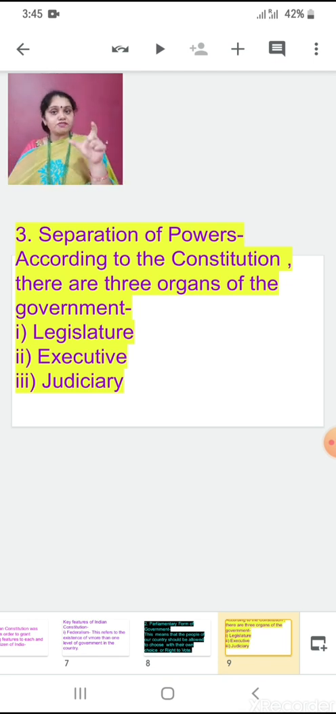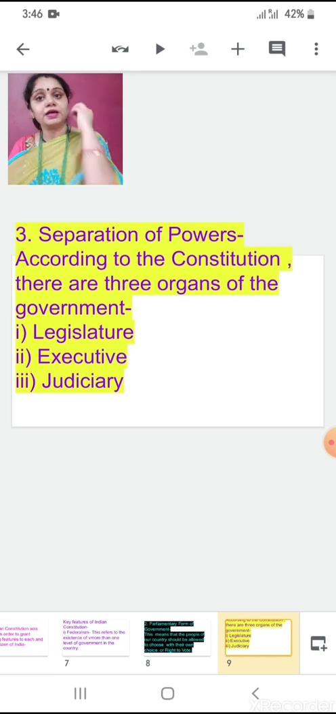Under separation of powers, we have three different organs. I repeat, when we talk about the separation of powers, we have three different organs which work as a helping hand to the government.